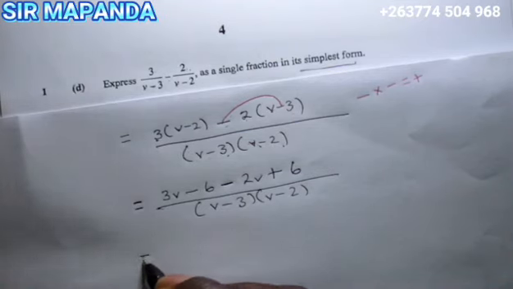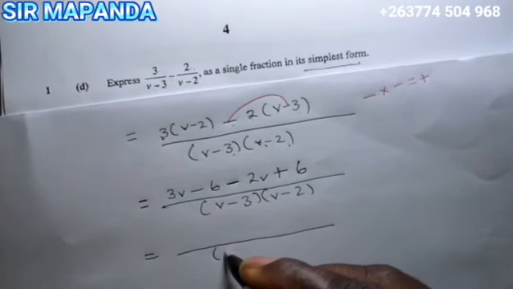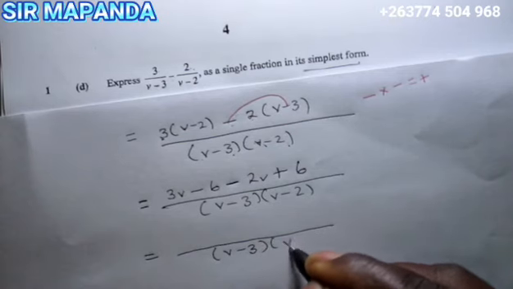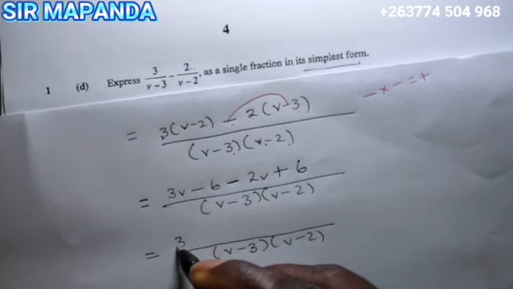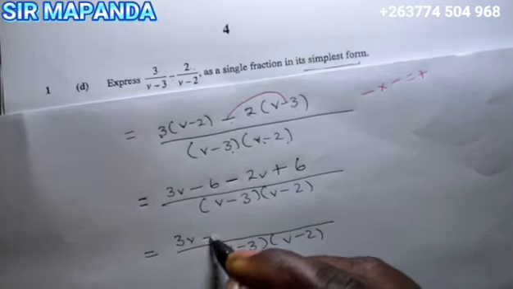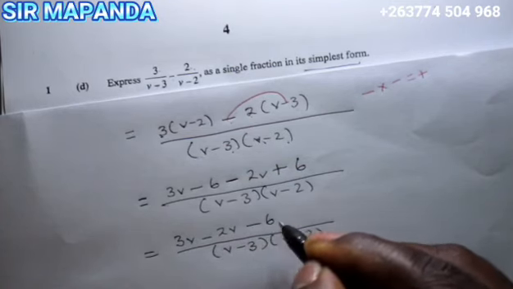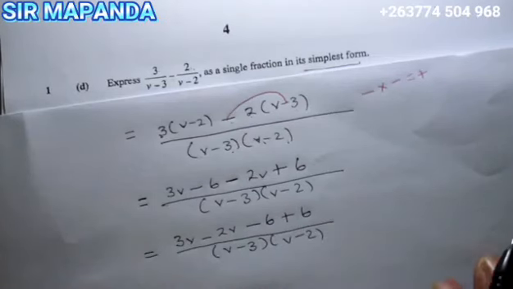So remember, on each and every stage that you move to, you have to maintain your lowest common multiple in brackets, right? So 3V is a like term with minus 2V. Minus 6 is a like term with plus 6. I hope you are following.